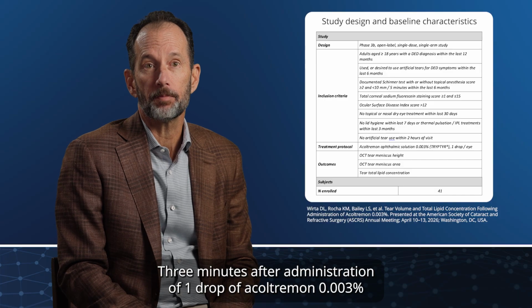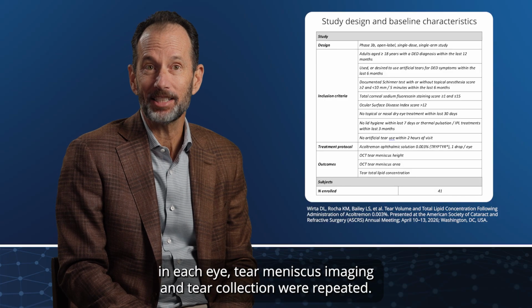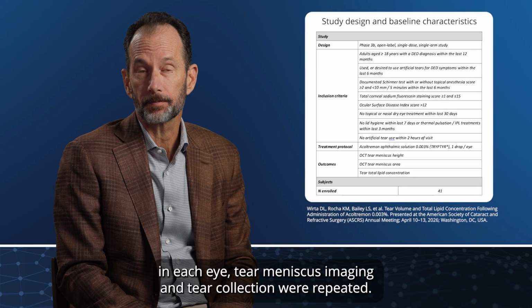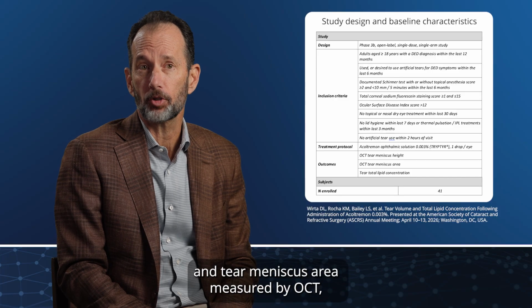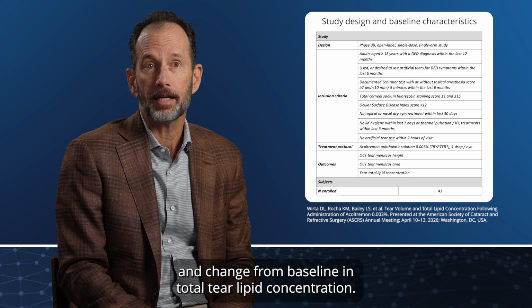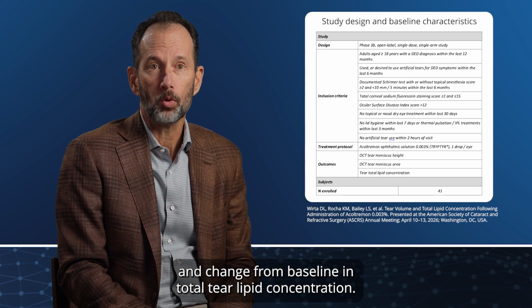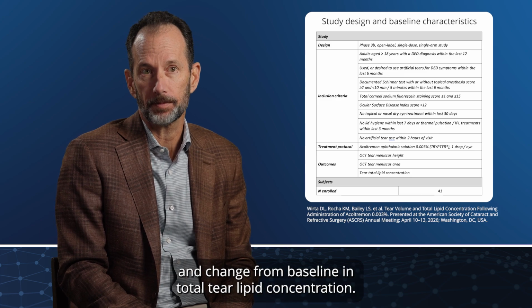3 minutes after administration of 1 drop of Acoltremon 0.003% in each eye, tear meniscus imaging and tear collection were repeated. Key endpoints included change from baseline in tear meniscus height and tear meniscus area measured by OCT, and change from baseline in total tear lipid concentration.